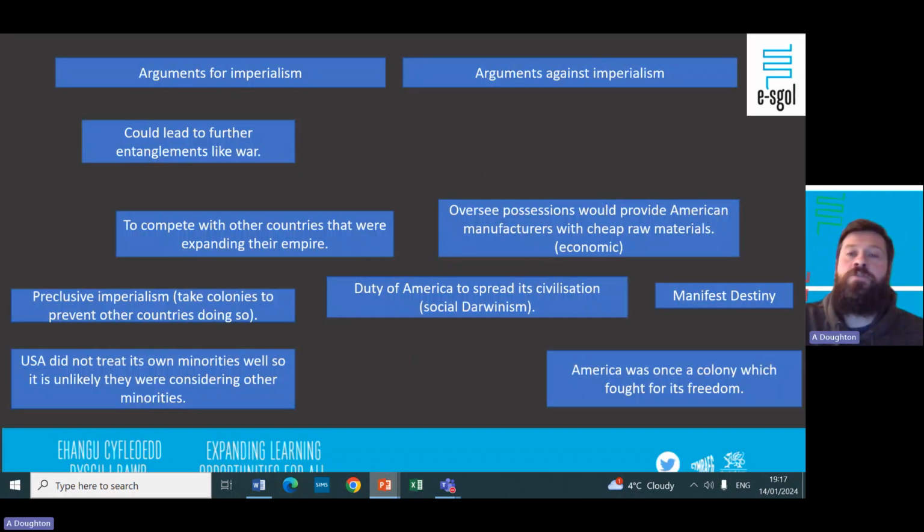Now, I've got a range of arguments on this page, some in support of imperialism and some arguments against it. I'm going to give you a minute to read through each and decide which ones are arguments for imperialism and which ones are arguments against it.